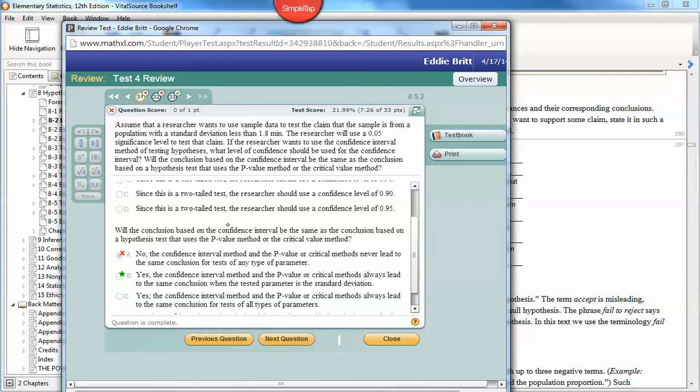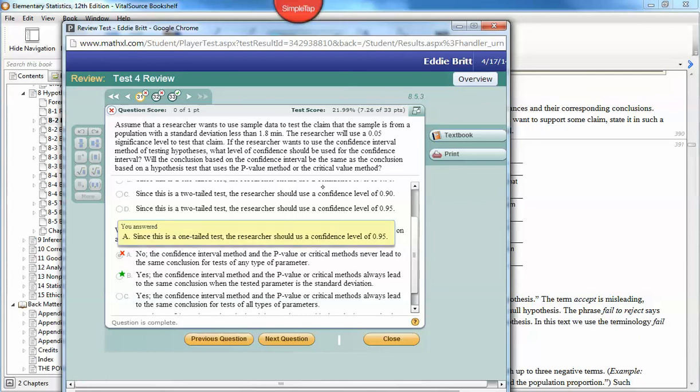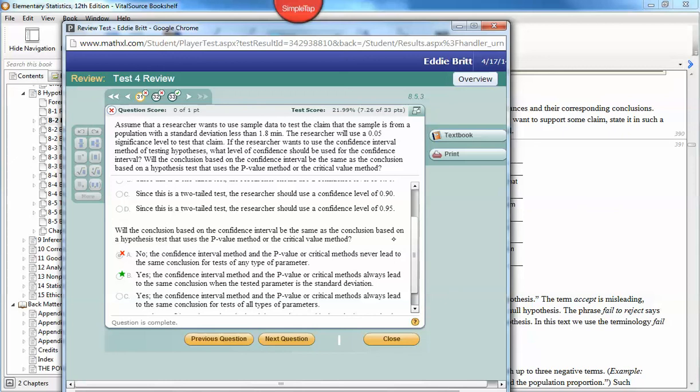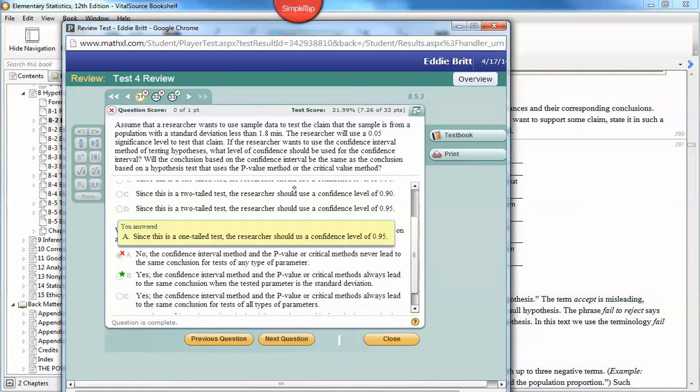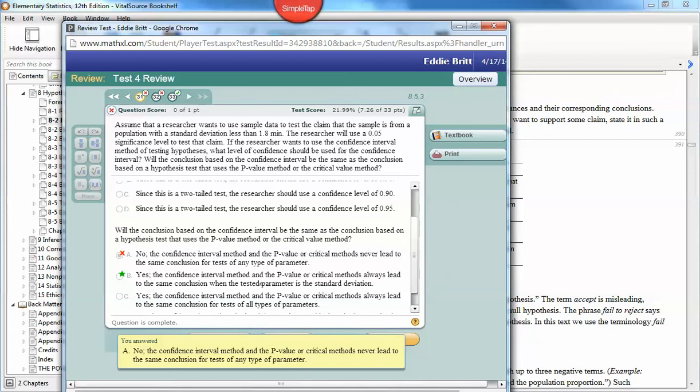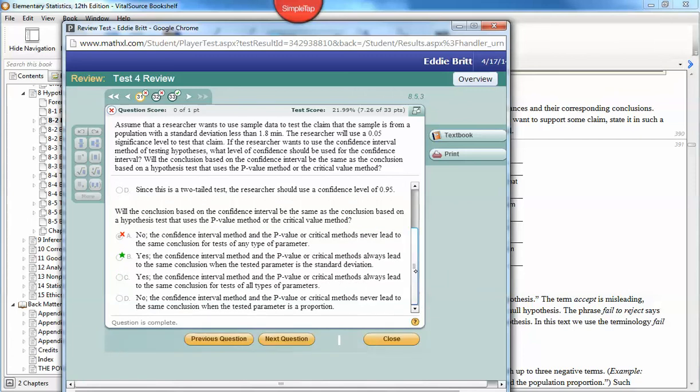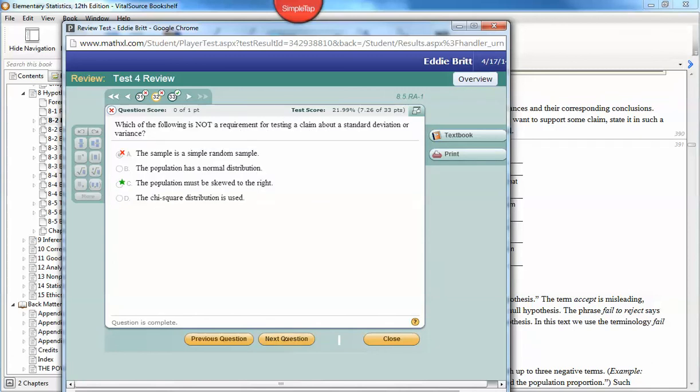Will the conclusion based on the confidence interval be the same as the conclusion based on a hypothesis test that uses the p-value method or the critical value method? I know that most of the problems we've worked, we use the p-value method, and really it's just because if you can find the p-value easily, that's probably the easiest way to do it. But you can use either method. So the correct answer is yes. The confidence interval method and the p-value or critical value methods always lead to the same conclusion when the tested parameter is the standard deviation.